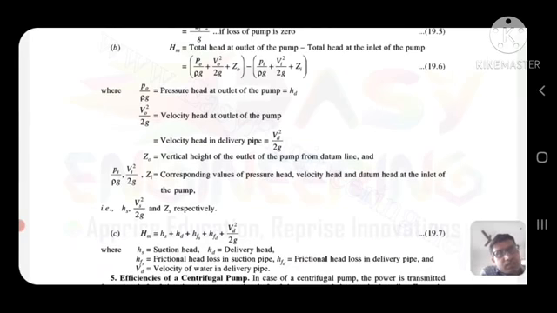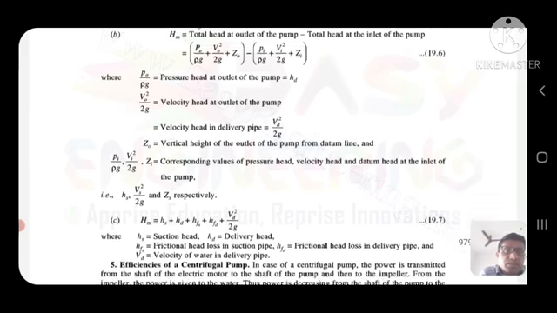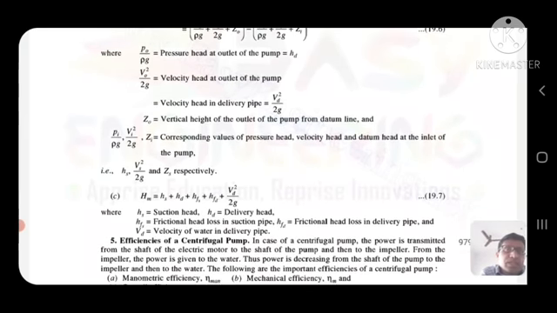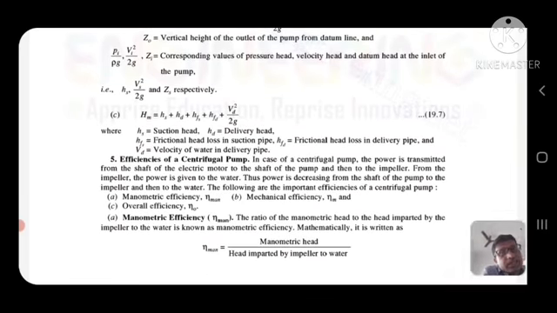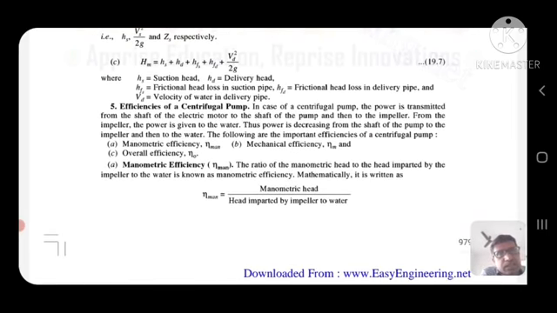Minus P1 by rho g plus V1 square by 2g plus Z1. So P0 by rho g is the pressure head at outlet of the pump, HD. V0 square by 2g is the velocity head at outlet of the pump, the velocity head in delivery pipe. Z0 is the vertical height of the outlet of the pump from datum. So total head is equal to HS plus HD plus HFS plus HFT plus VD square by 2g. HS is the suction head, HD is the delivery head, HFS is the frictional head loss in suction pipe, HFT is the frictional head loss in delivery pipe, and VD is the velocity of water in delivery pipe.